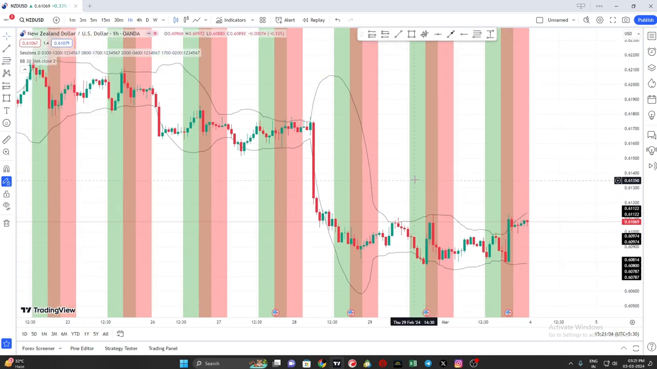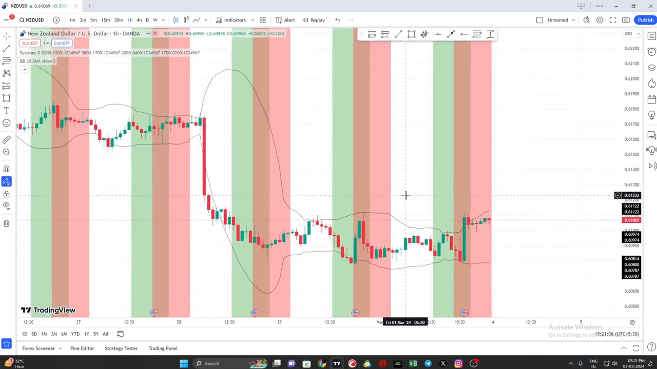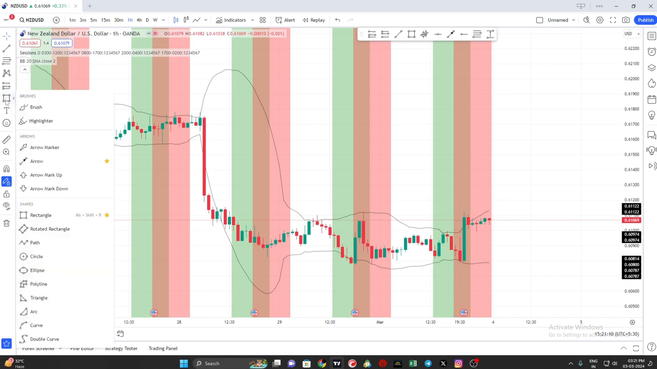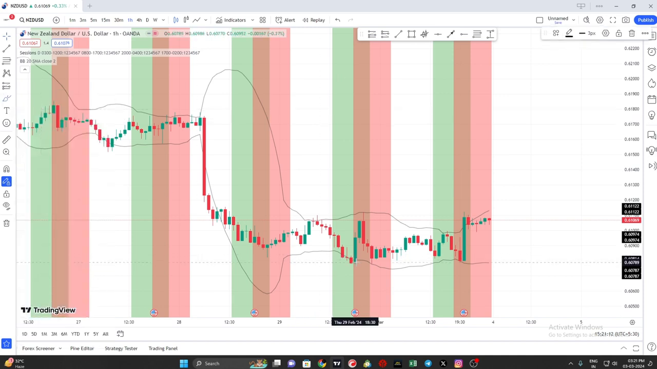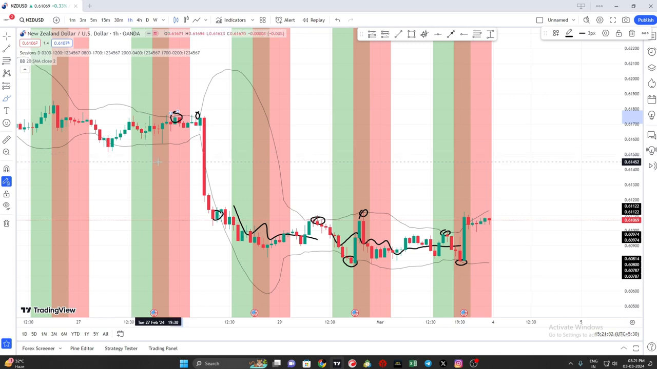Firstly, remember one thing: we will only take trades where the price is touching the Bollinger Band. For example, we will take trades here, here, here, and here. When the price is just consolidating in between the bands, like this, we will not take any trades. We can also take trades in those regions, but we will not trade this kind of scenario.